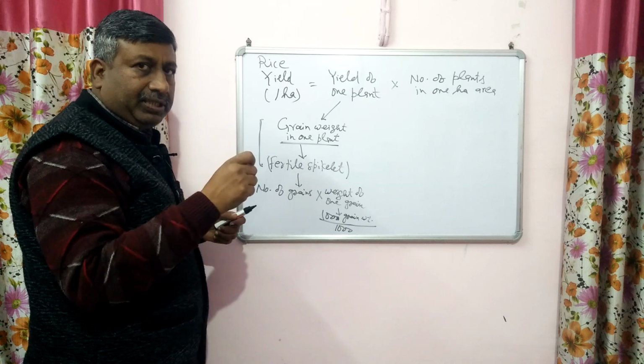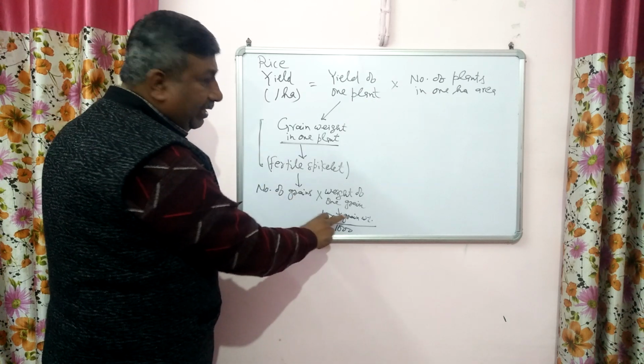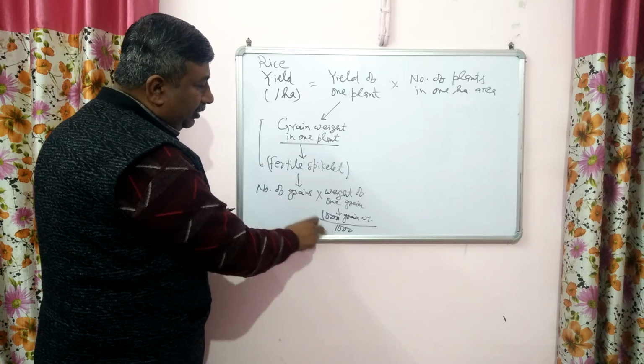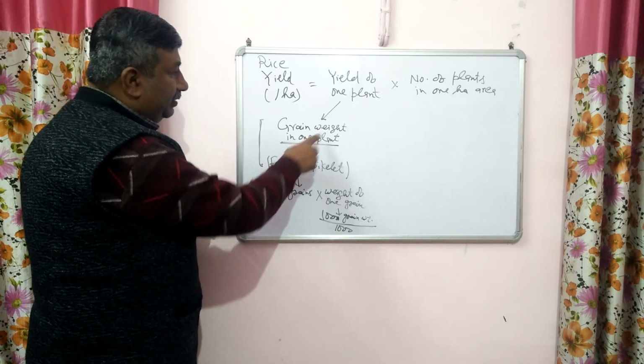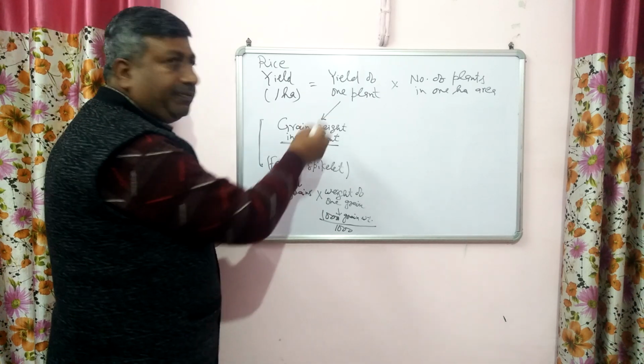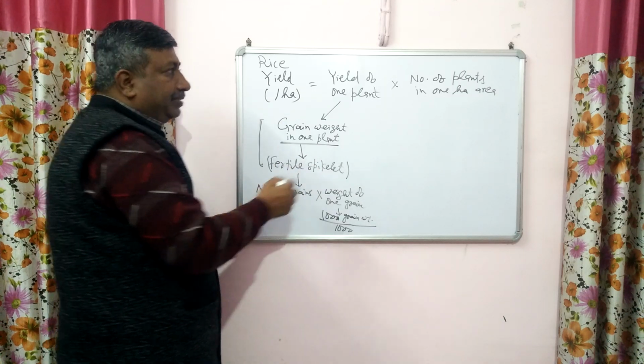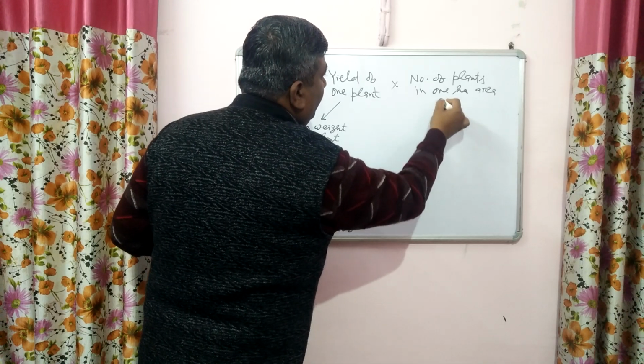How is it determined? First, take the 1000 grain weight, then divide it by 1000 to know one grain weight, then it is the grain weight per plant. So this is the first step. These are the basics. The number of plants in 1 hectare.